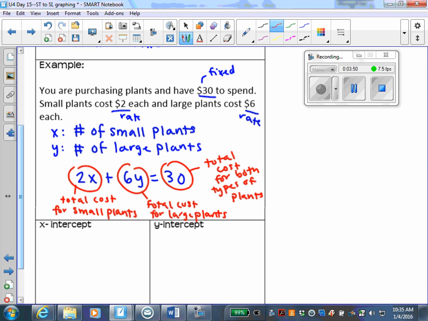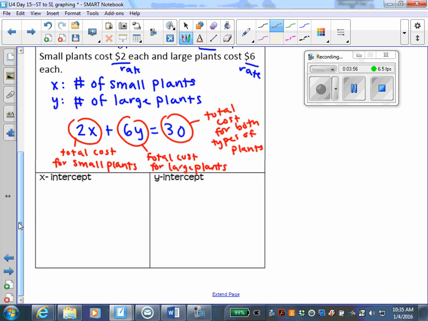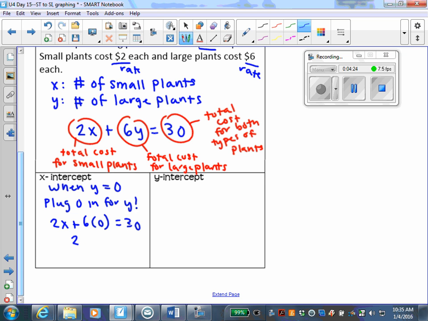Okay, so if I wanted to graph this equation by finding the x and y intercept, we have a spot to show our work here. So the x-intercept, write yourself a little note, is when y equals 0. X-intercepts are always when y is 0. So we plug 0 in for y. So our equation was 2x plus 6y equals 30. So I'm going to say 2x plus 6 times 0 equals 30. And then I solve that equation. So 2x plus 6 times 0. 6 times 0 is just 0. So it's the same as 2x equals 30. And then I divide by 2. I get x equals 15.